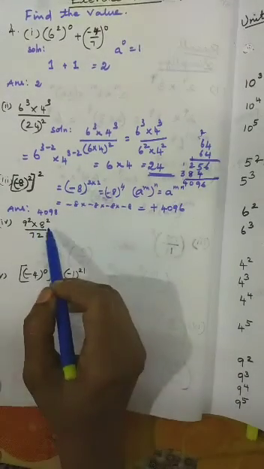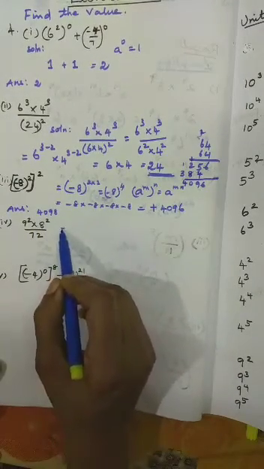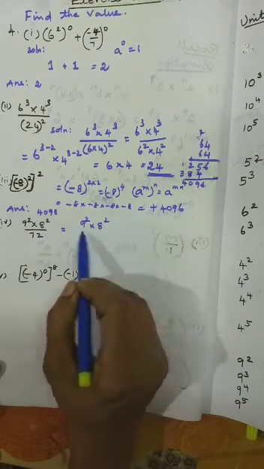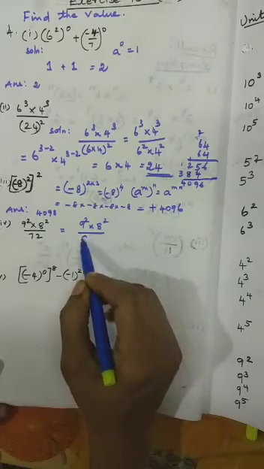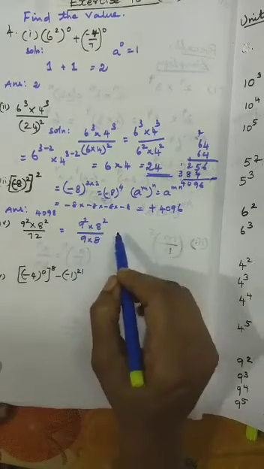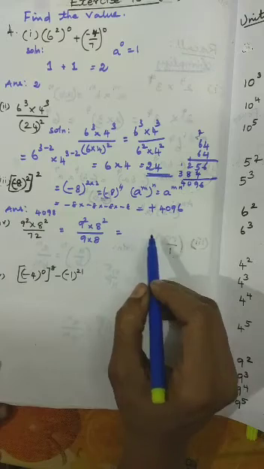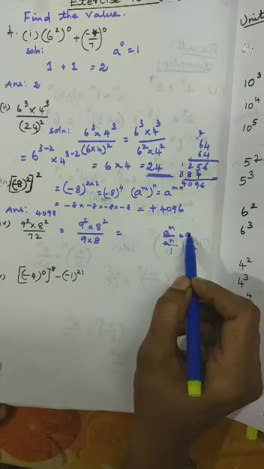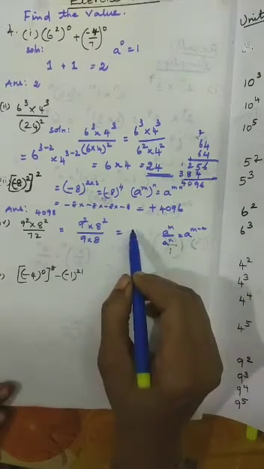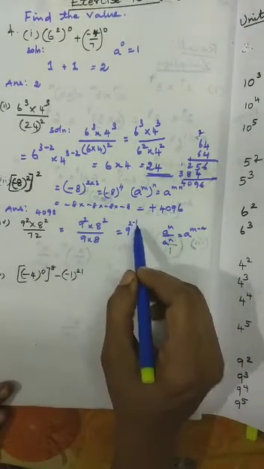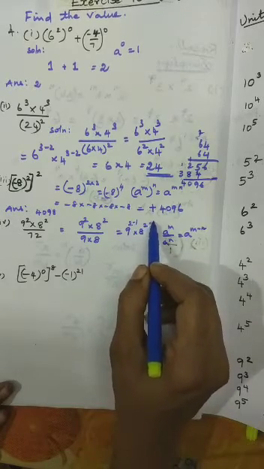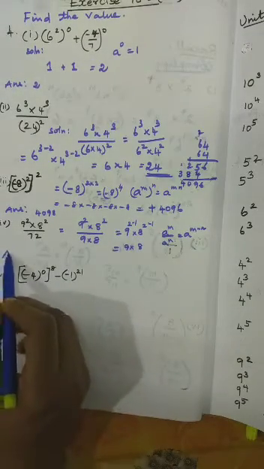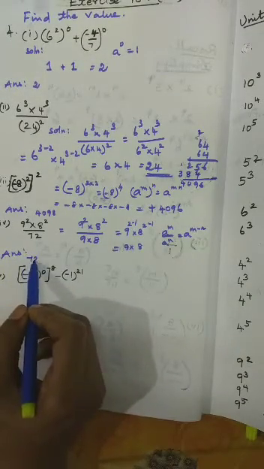It is 9 square into 8 square. Then you can write 72 as 9 square into 8 square, since 9 8s are 72, isn't it? Here you are using the quotient rule: a power m by a power n equals a power m minus n. So 9 power 2 minus 1 into 8 power 2 minus 1 is equal to 9 into 8. The answer is 72.